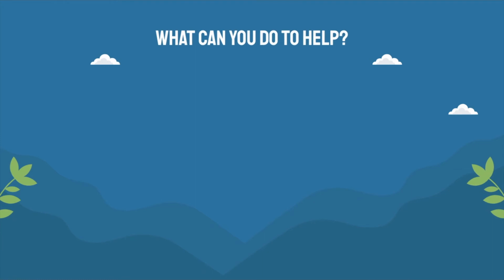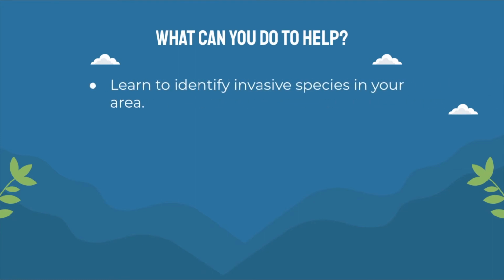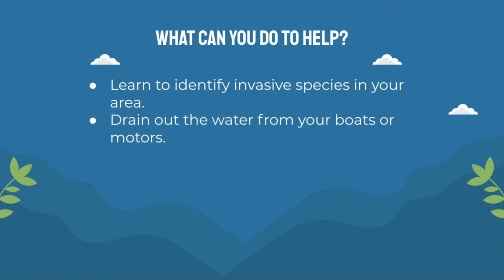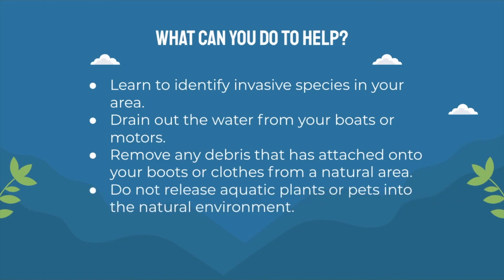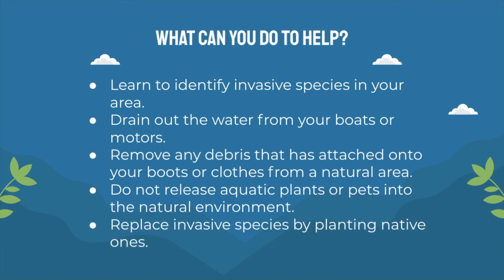So what can you do to help, or what can we do to help? First off, learn to identify invasive species in your area. Drain out the water from your boats or motors. Remove any debris that has attached onto your boots or clothes from a natural area. Do not release aquatic plants or pets into the natural environment. And replace invasive species by planting native ones.